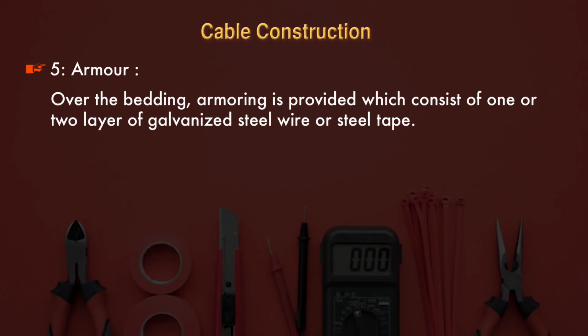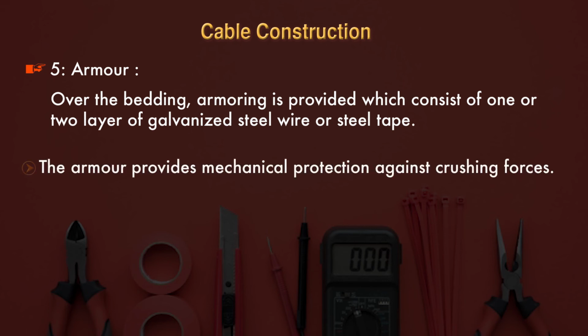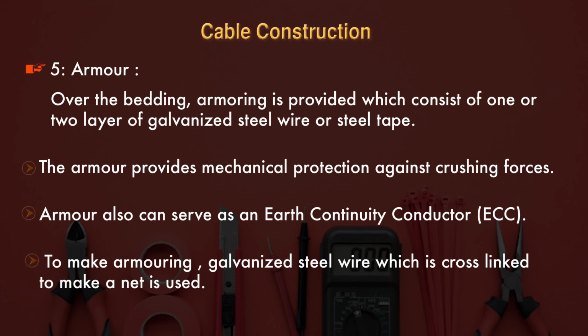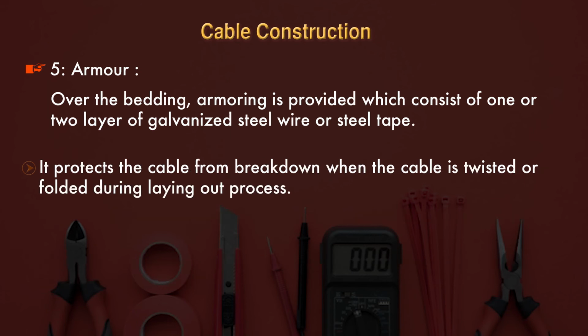Next that we are going to discuss is called armor. Over the bedding, armoring is provided, which consists of one or two layers of galvanized steel wire or steel tape. The armor provides mechanical protection against crushing forces. Armor can also serve as an earth continuity conductor. To make armoring, galvanized steel wire which is cross-linked to make a net is used. Armor protects the cable from breakdown when the cable is twisted or folded during the laying out process.